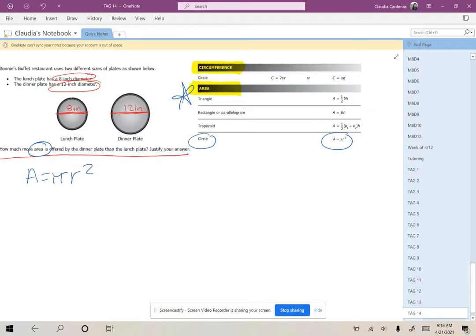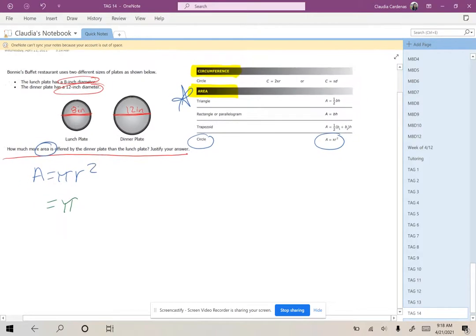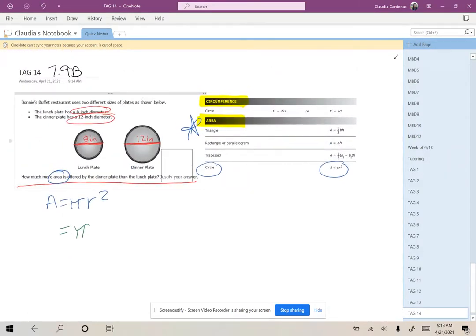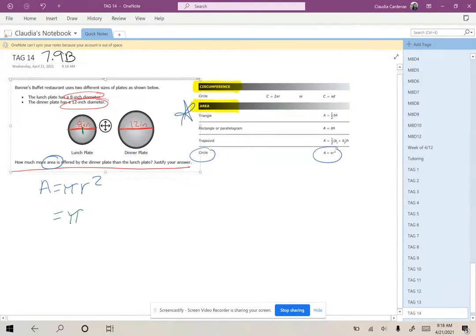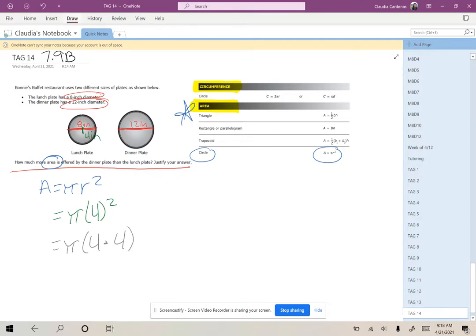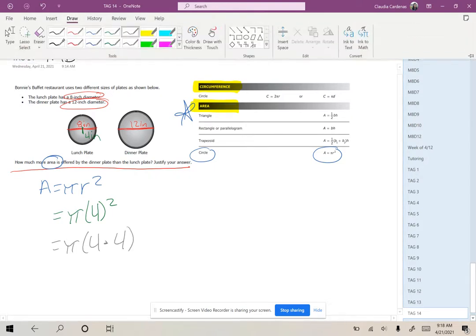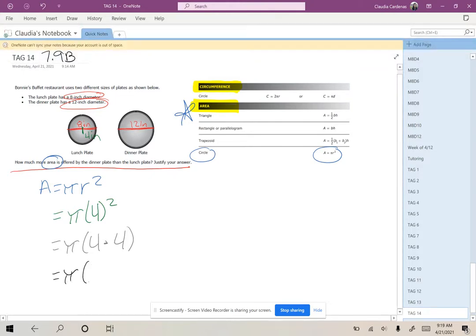So let's go ahead and start with the smaller plate, because I see that it is 8 inches as the diameter. So in order to find the radius, I need to cut it in half. So what is half of 8? It is 4 inches. So I can substitute that into my formula here. And how do I write 4 squared? Well, I know that means 4 times 4. And so I'm going to write that out so I can get in the habit of breaking the 4 times 2 confusion that I see so many times. And then 4 times 4 is 16.